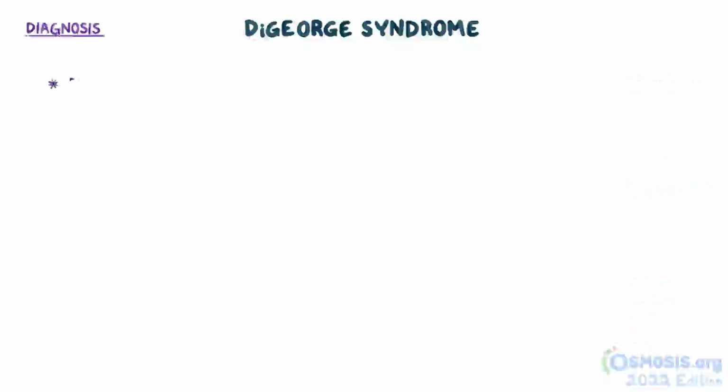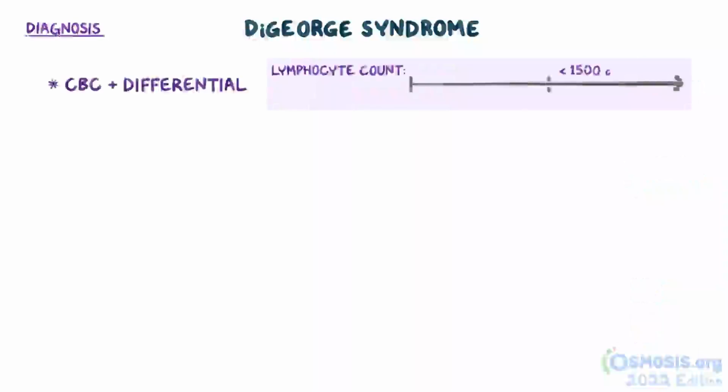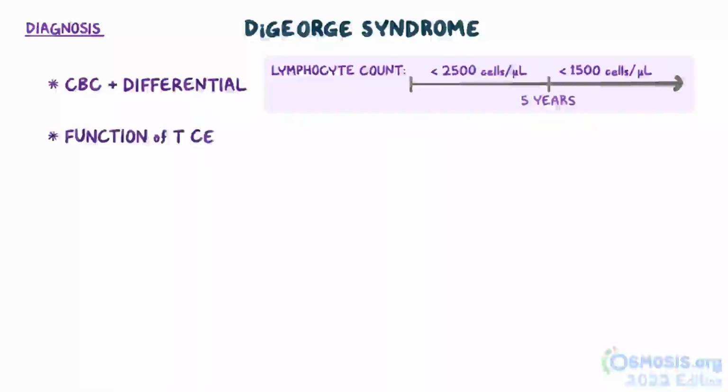Screening begins with a CBC with differential. A lymphocyte count below 1,500 cells per microliter in children over 5 years, or less than 2,500 cells per microliter in younger children, is considered abnormal. After that, the next step is determining the function of T cells.